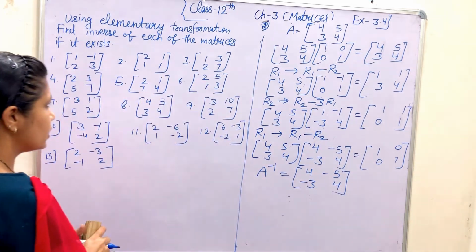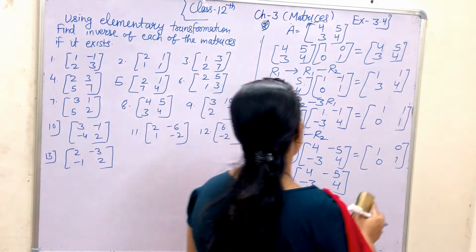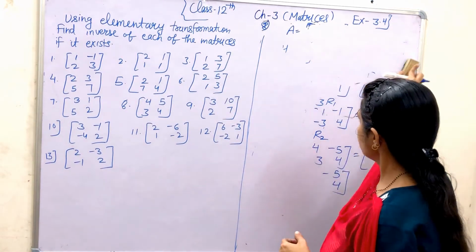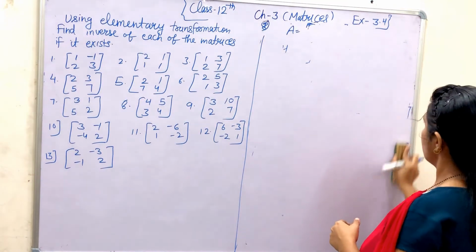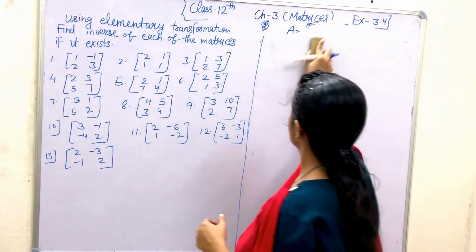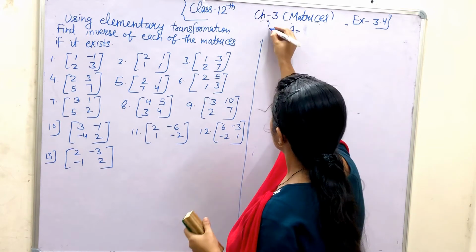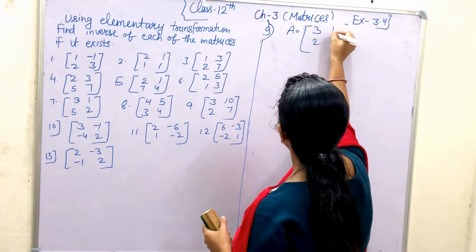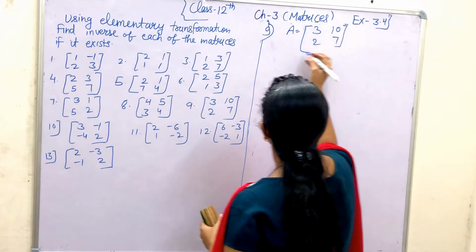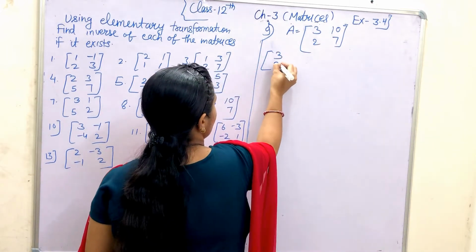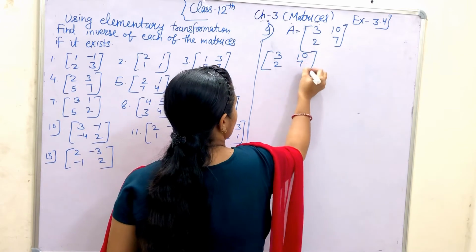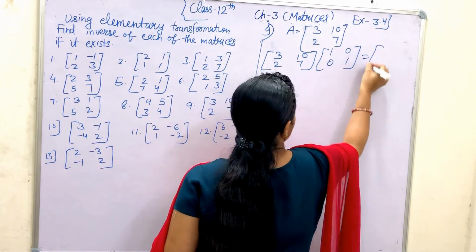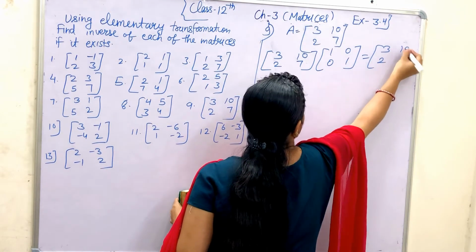In the same process, we will see our next question, number 9. In question number 9, we get 3, 2, 10, 7. 3, 2, 10, 7, identity 1, 0, 0, 1. Here is 3, 2, 10, 7.